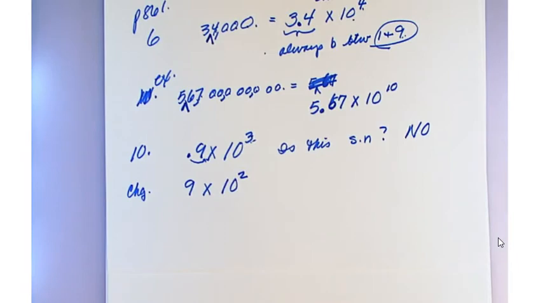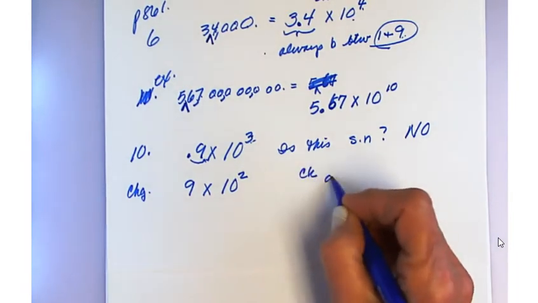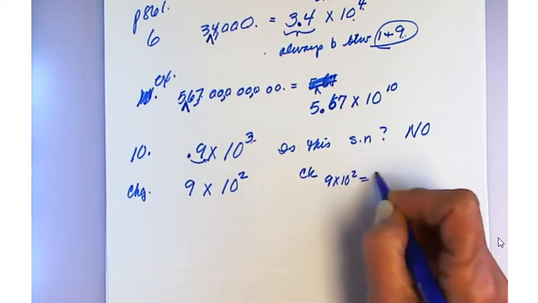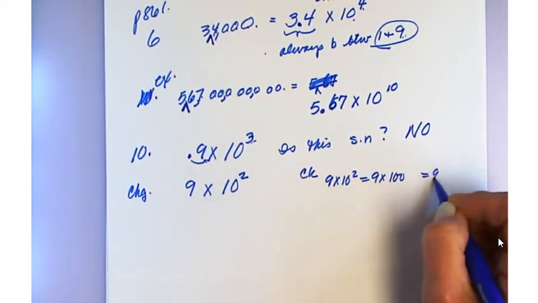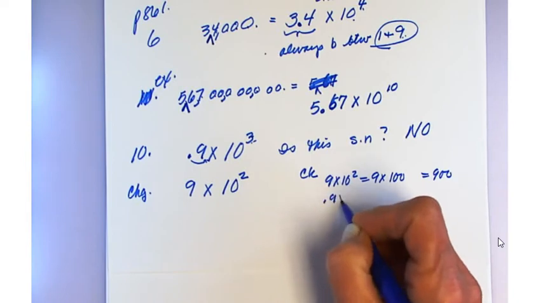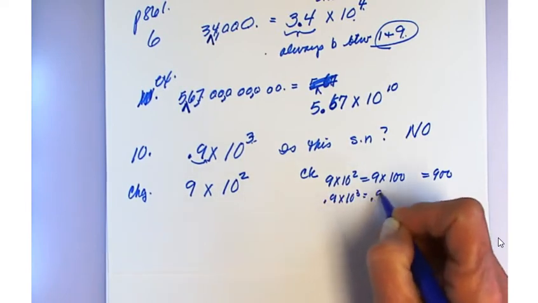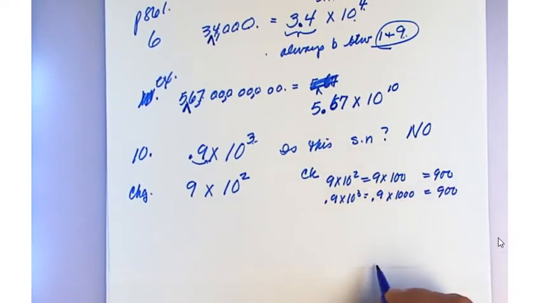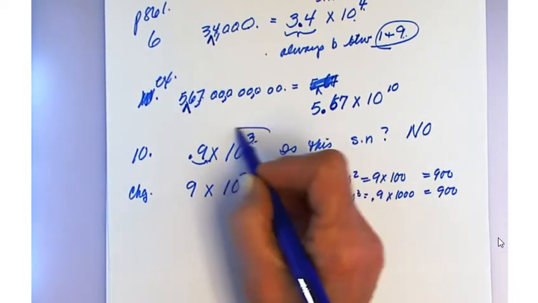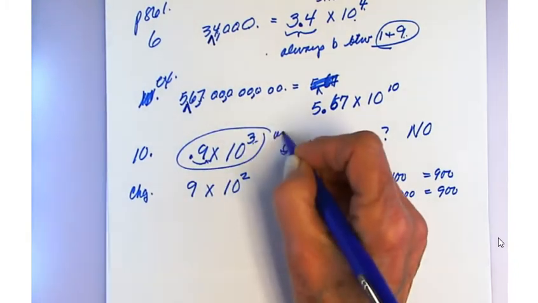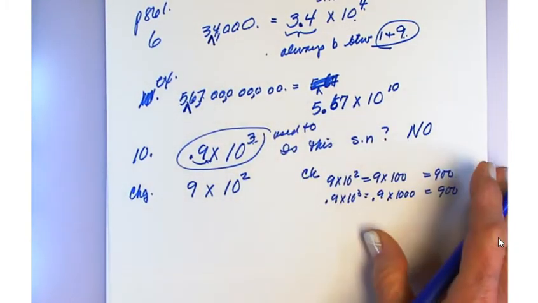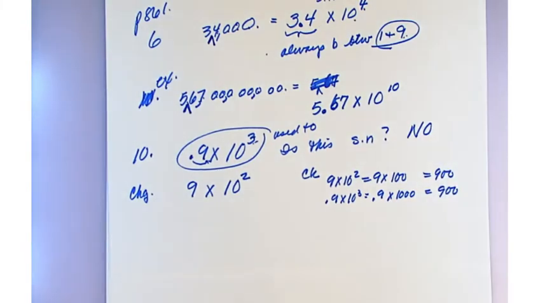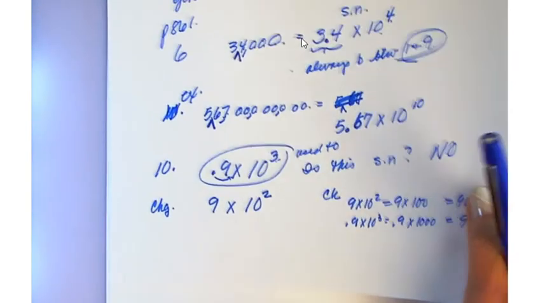I can check this out. 9 times 10 squared is 9 times 100, which gives me 900. And 0.9 times 10 cubed is 0.9 times 1,000, which gives me 900 as well. Okay? You have to be used to working with scientific notation to recognize that that is not scientific notation. In other words, you have to start training your eyes to pick some things up like that.